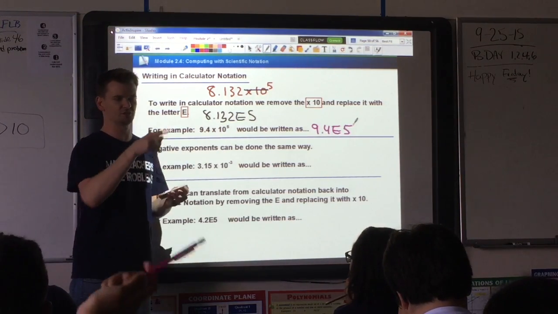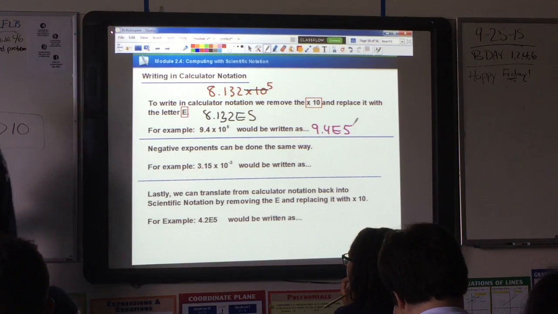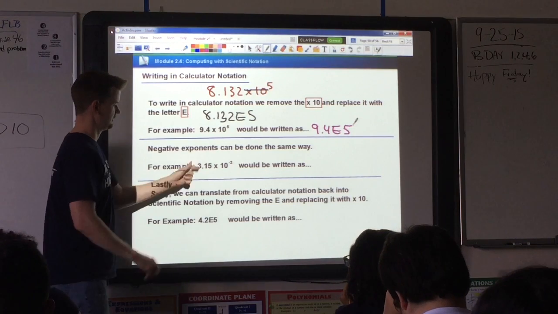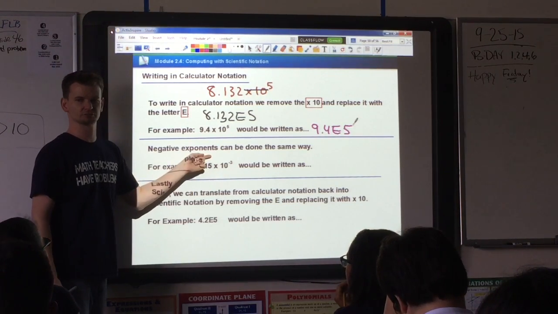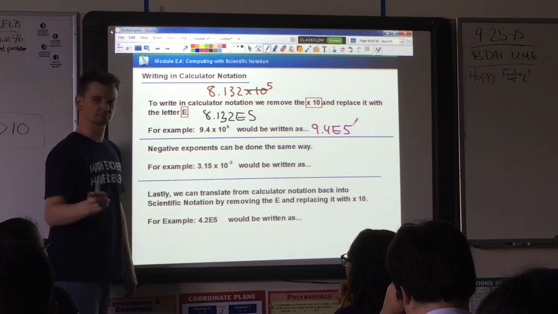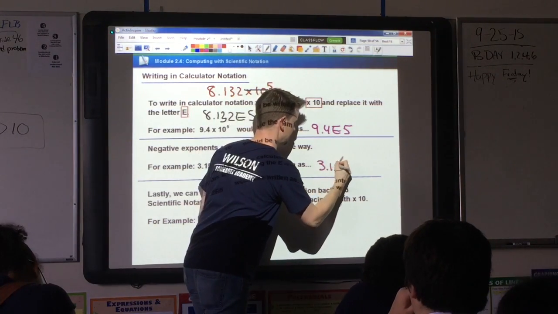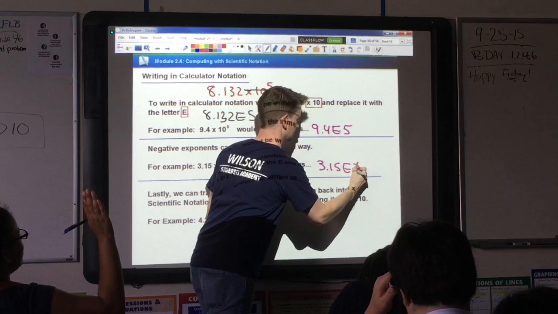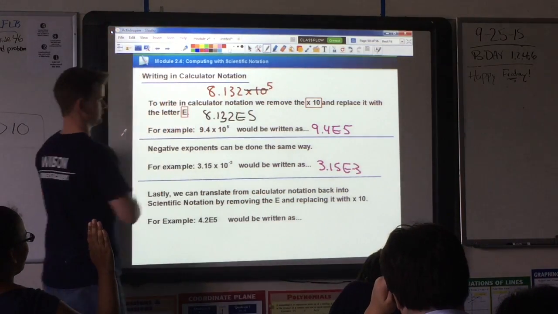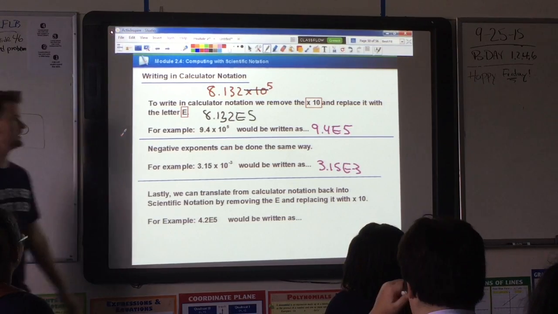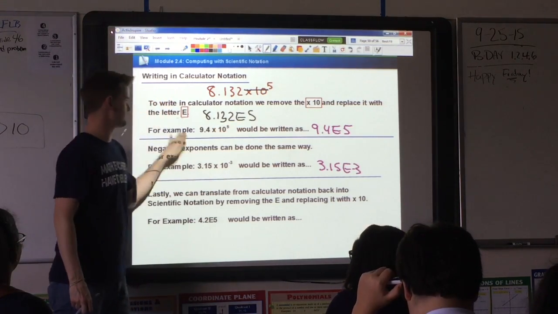Let's look at another one. Adriana, how would we write that in calculator notation? 3.15 E -3. Good. This is the easiest thing that you'll see. Just write it as 3.15 E -3. The only thing is, the times 10 disappears. It's replaced with a capital E. It's just that simple.